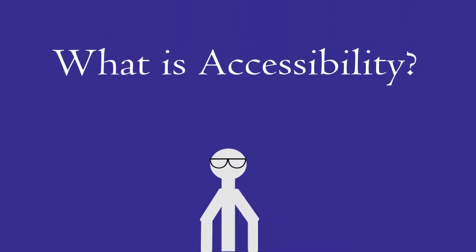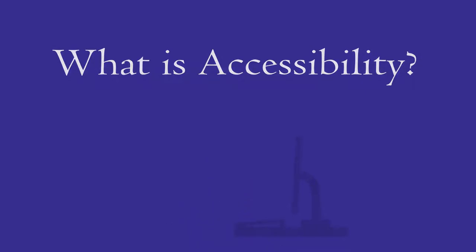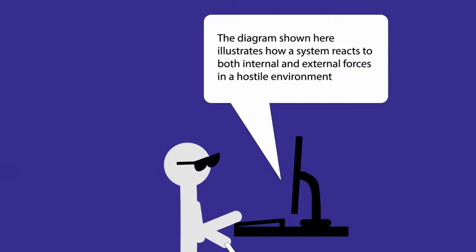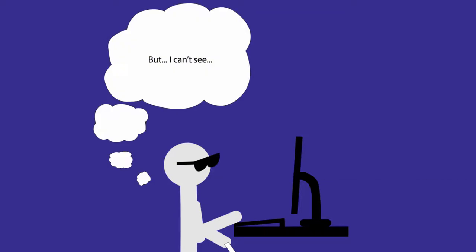What is accessibility? Imagine you had a visual impairment and were unable to read this tutorial, or if you were hearing impaired and could not hear my voice. Accessibility is how you'd still be able to access and therefore read or listen to this tutorial.